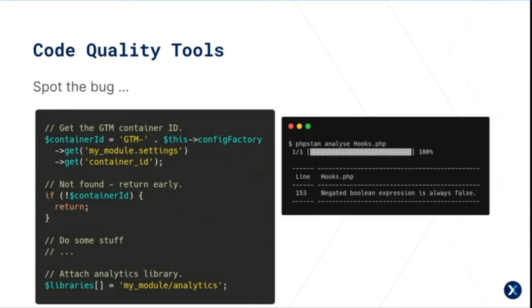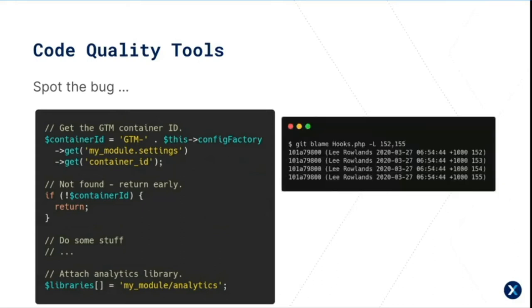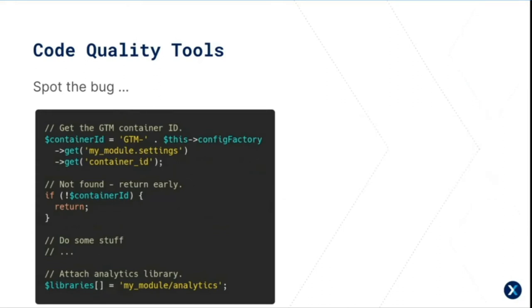So after I ran PHPStan, I got this error message saying the negated Boolean expression is always false. So what that means is that the if statement checking if the container ID is false never actually evaluates to true, because if you can see at the top, we're prefixing the config with the string GTM hyphen. So that's always going to return true. It's an easy one to miss. And as you can see, that's been in production for over 2 years. I meant to censor out the name there. So yeah, as you can see, PHPStan is really great for catching those sorts of bugs. And luckily, the impact of that one's minimal because we already have the configuration value set.